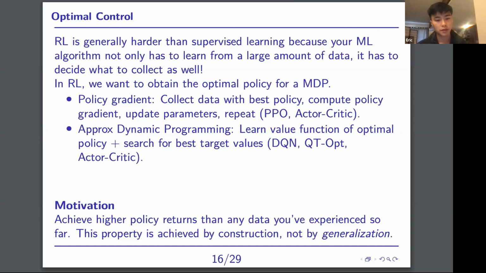So these RL algorithms give you the ability to optimize for a good policy, and these policies can even do better than any data you've experienced so far, which is a really nice property because that means RL agents can get better by themselves. But this property is achieved by construction. In the case of policy gradient, you build an estimator for the return function. And in the case of approximate dynamic programming, you are trying to bridge and stitch together trajectories coming from different policies. So this property of getting better than your data is achieved by construction and not by generalization.